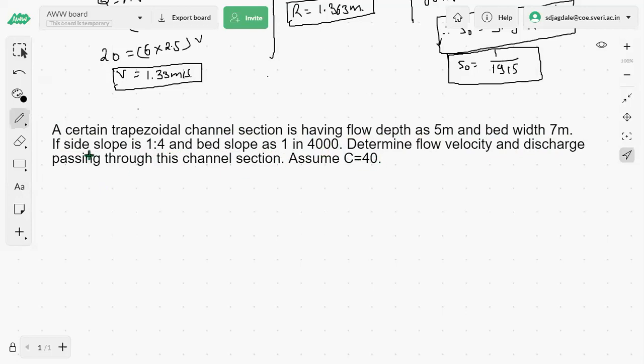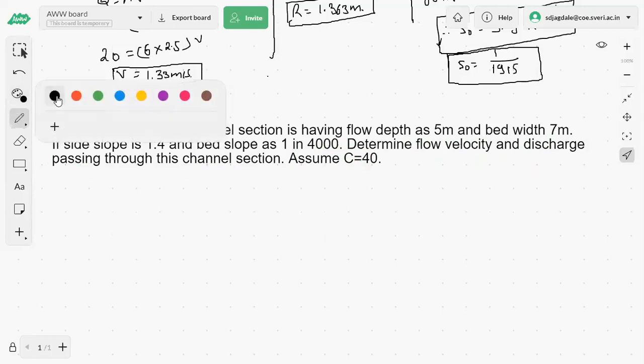So what is given to us here? They have given us a channel section as trapezoidal. The slope of the slanting side edges is given as 1:4, and the slope of the channel bed is given as 1 in 4000, with depth of flow as 5 meters, and the bed width of the channel is 7 meters. And they asked to assume C as 40.